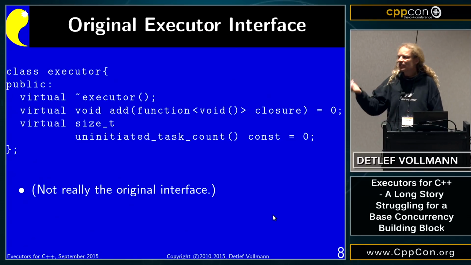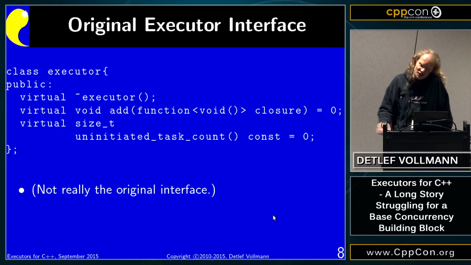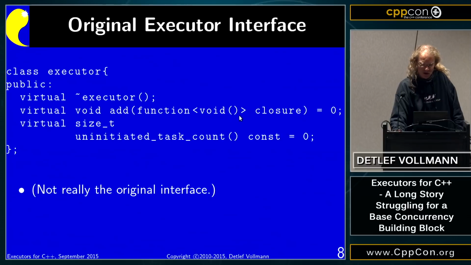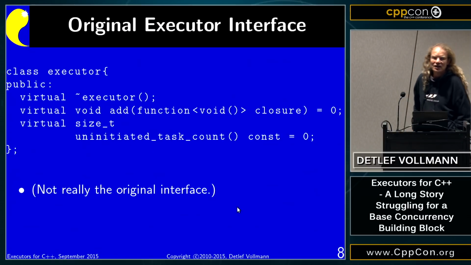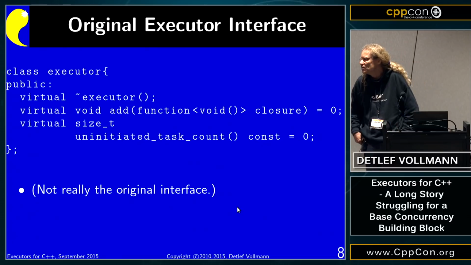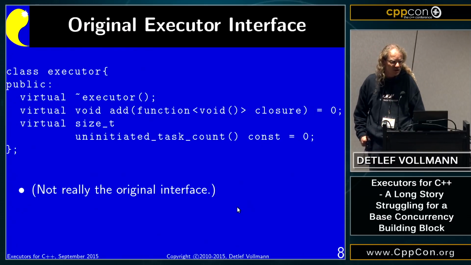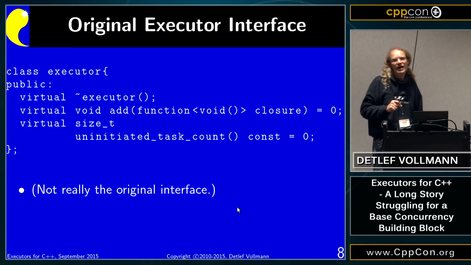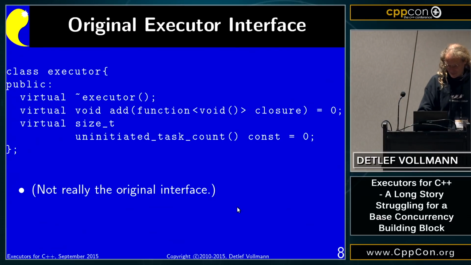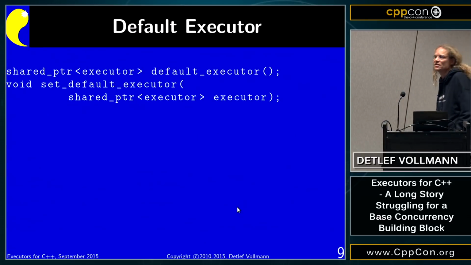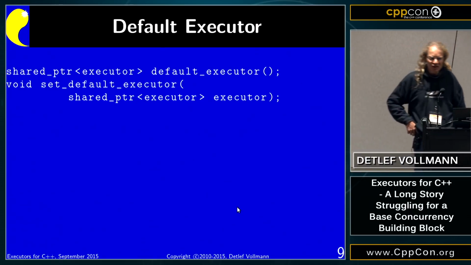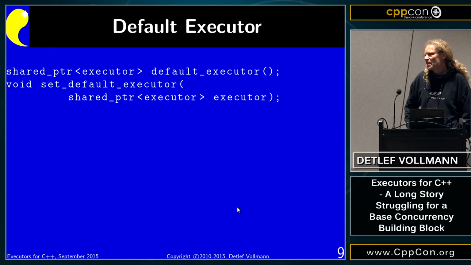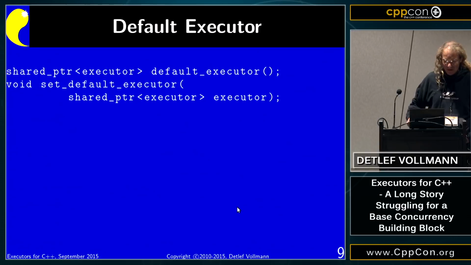And as usual, if you give some requirements to programmers, they will give you more than you actually ask for. Maybe not exactly what you asked for, but they will give you something else. So you also got the uninitiated task count. That turns out to be pretty useful sometimes. So that was nice. That is not really the original interface, but that is what it boiled down to. And then we had the default executor and some mechanism to set the default executor. Well, that sounds nice.